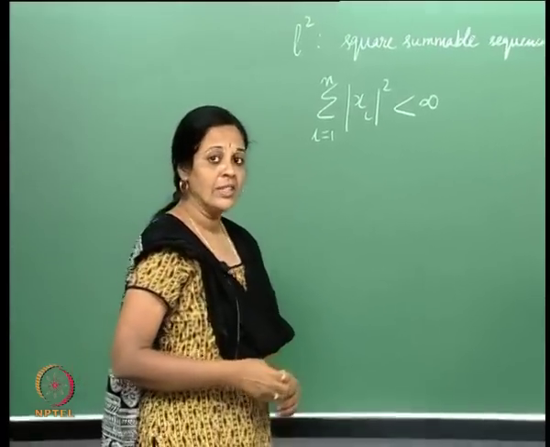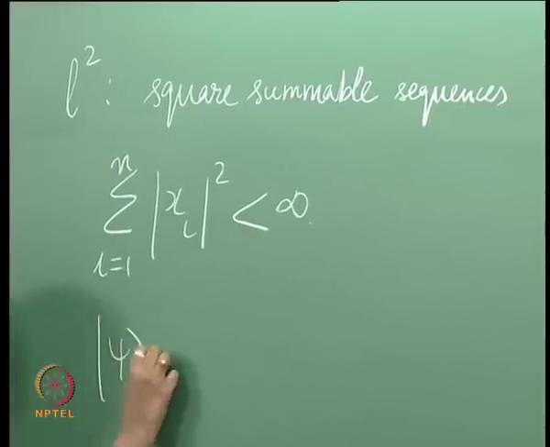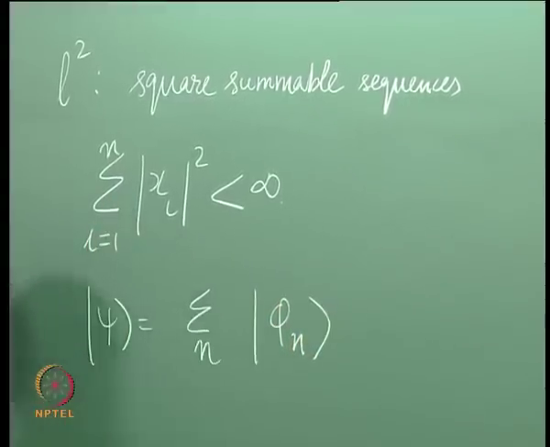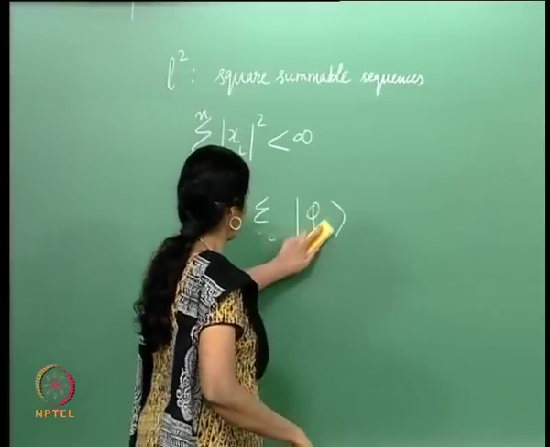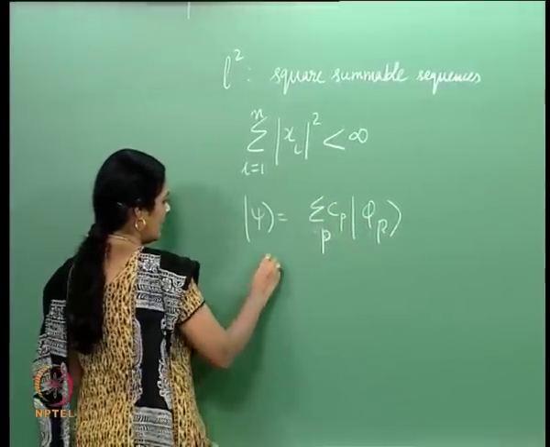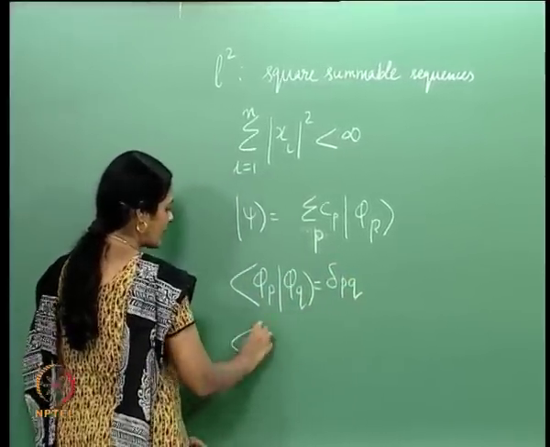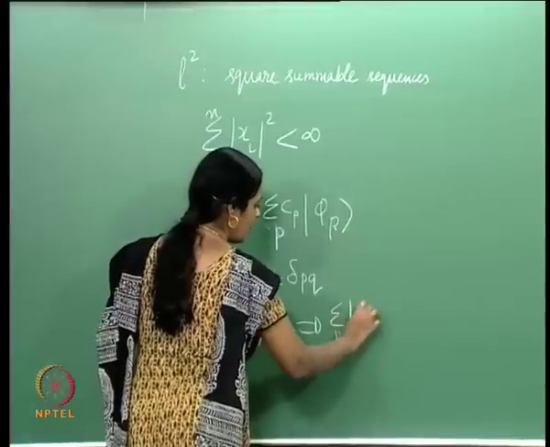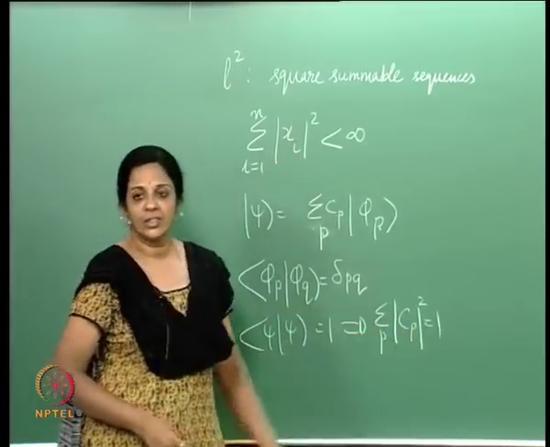In fact, we have been looking only at L2 most of the time without saying so, because when I expand a state psi in terms of a basis set phi n, this n is not to be confused with that n, with coefficient C_p, and given that this is an orthonormal basis and that psi is normalized to 1, it implies that the summation over p of mod C_p squared is 1, and therefore certainly less than infinity.